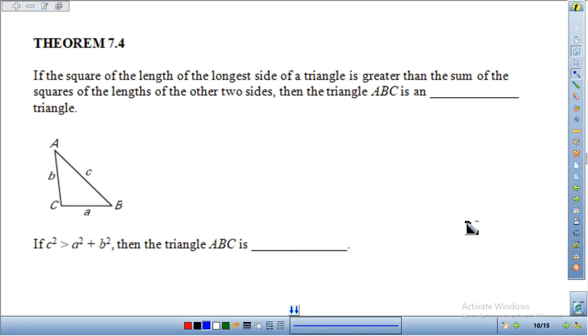Theorem 7.4 says a very similar thing, except if the square of the length of the longest side is greater than the sum of the squares of the other two, then we know that it must be an obtuse triangle. And again, when we look symbolically down here, if c squared is greater than a squared plus b squared, we're going to think about it being bigger or greater than 90, which we would know would be an obtuse triangle.